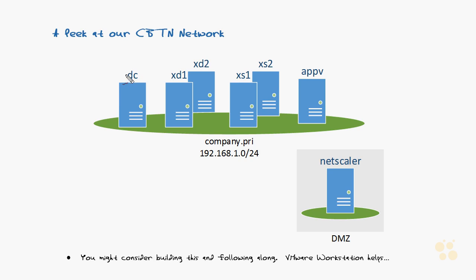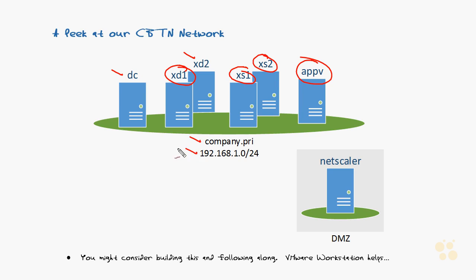This network will have a domain controller. We will be working predominantly with a single XenDesktop server, XD1. We'll only incorporate XD2 in almost the very last nugget when we talk about high availability. We'll be putting our assets on top of 2 XenServer machines, XS1 and XS2. And we'll have a server here called AppV that we'll use for hosting App-V applications. All of these will be located in a domain, at least here, that I call company.pri.